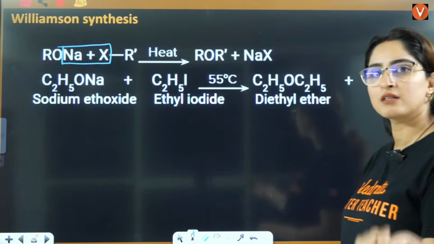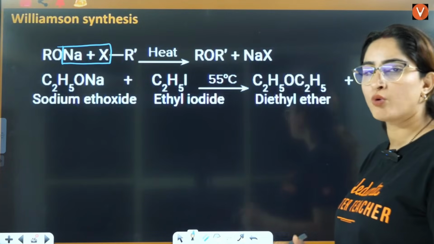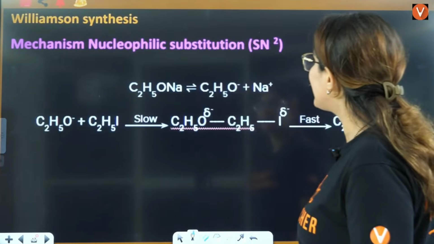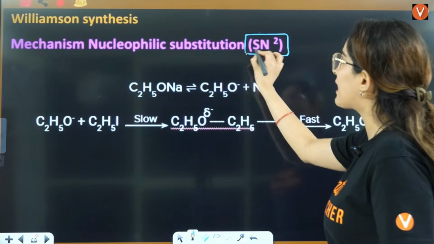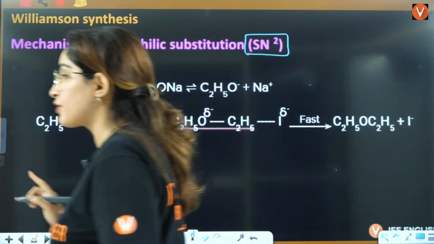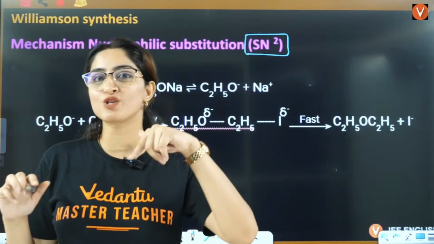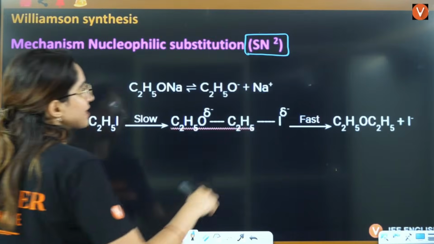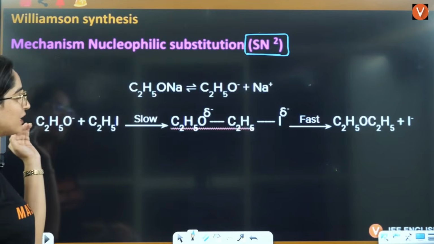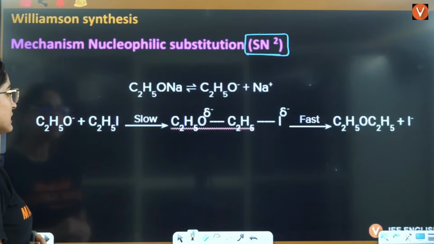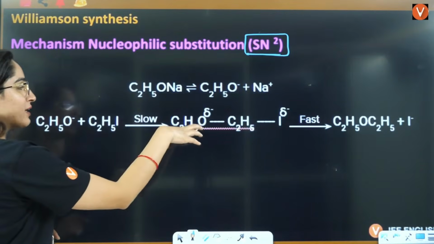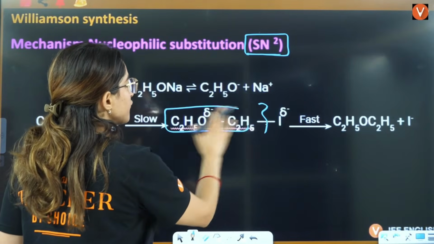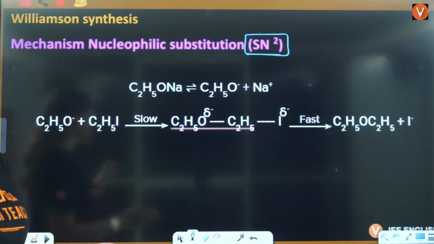Simple ethers, mixed ethers, or you can say symmetrical or unsymmetrical, both are formed here, right? So it leads you to the formation of ROR, and here it follows SN2 mechanism. We have already done this before, but I told you that we will do this in detail here. This follows SN2 mechanism, which means the reaction occurs in only one step. It gets attached, this bond starts breaking and this bond starts forming, and then you have the formation of ROR here.